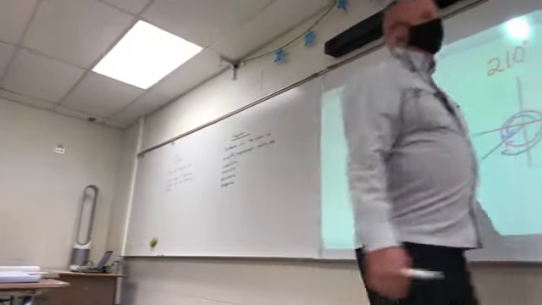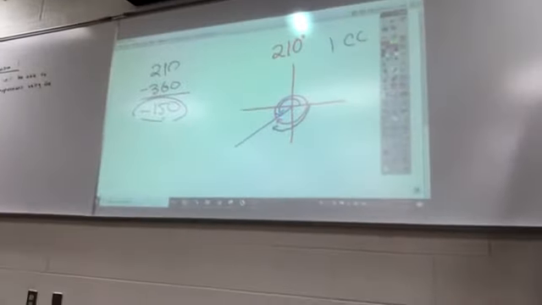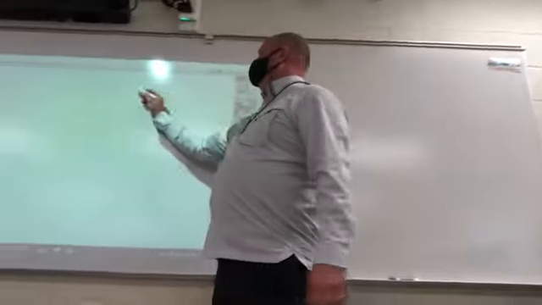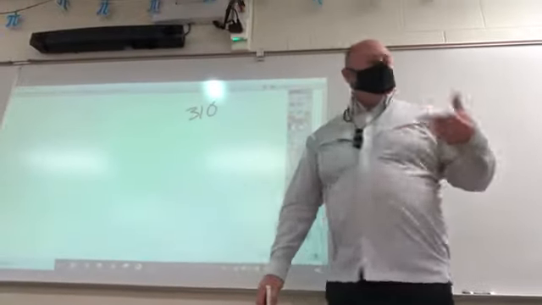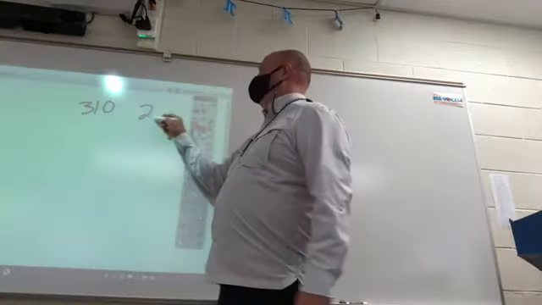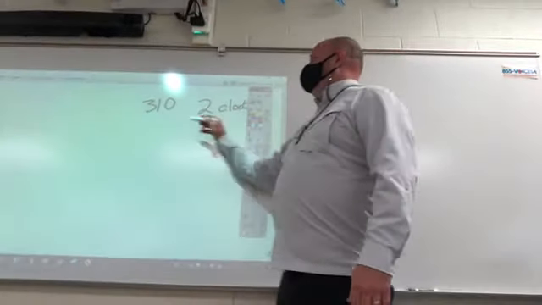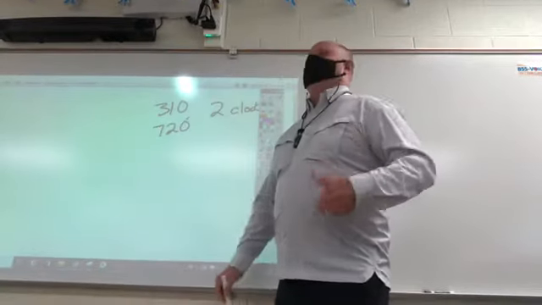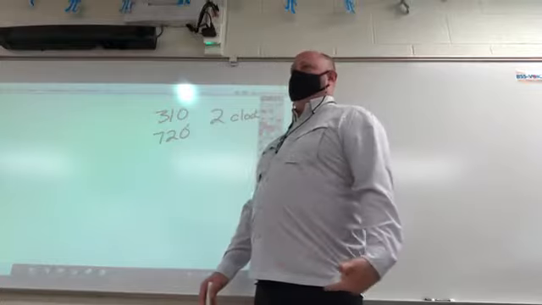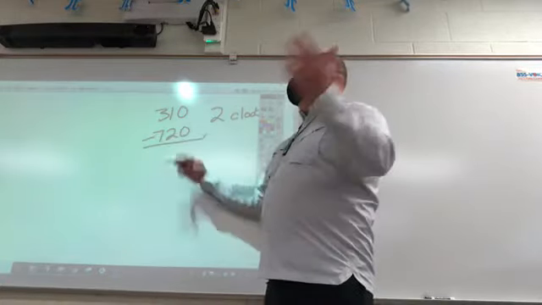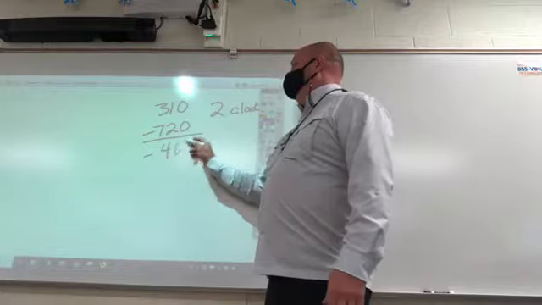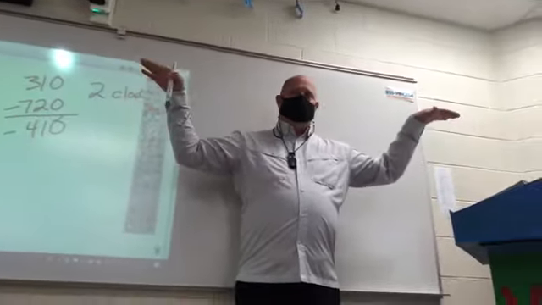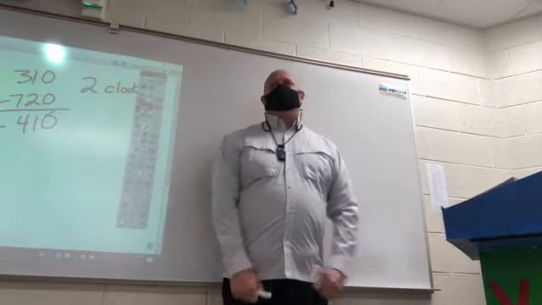If you look at number 37, you're starting at a 310-degree angle, and then it wants two clockwise. Now, two rotations is worth 720. Am I going to add the 720, or am I going to subtract the 720? Clockwise, I'd be subtracting. The answer is going to be negative, what, 410? Then just draw it. Make sense? Easy? The last ones are just find more coterminal angles. It's not hard.